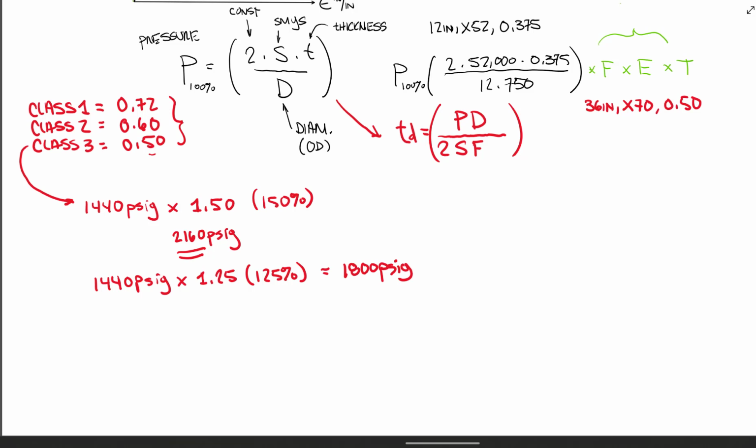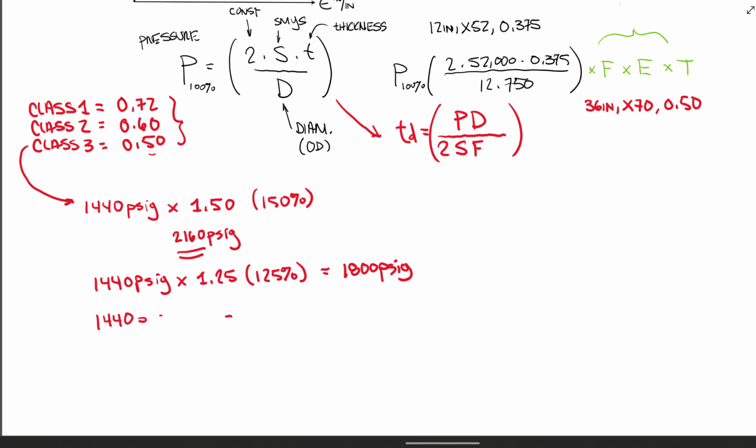Now, the class 1 criteria is actually gone away. Years ago, I think prior to 2020, for a class 1 location, you were actually allowed to run a test at 1.1 or 110%, but they've gotten rid of that. So this is no longer even a factor.